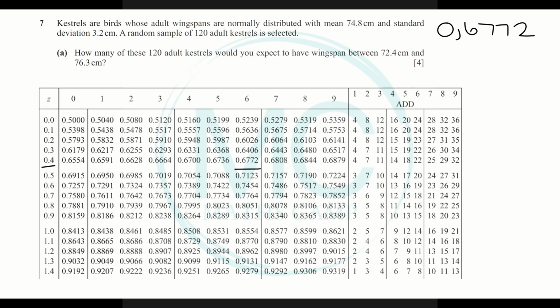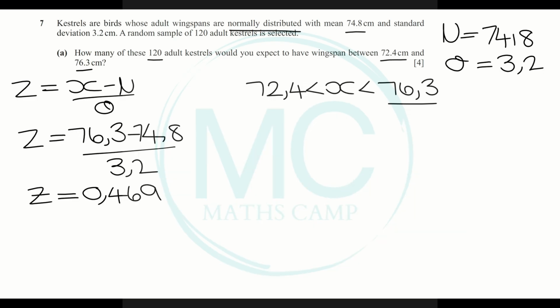0,6772. Then we account for 9, so we add 32. So add 32, and this becomes 14,8. 0,6804. I'm going to put this over here. Probability of Z is equal to 0,6804. Now I want to find the probability that X is smaller than 72,4.